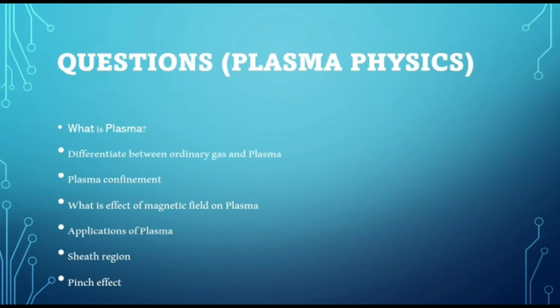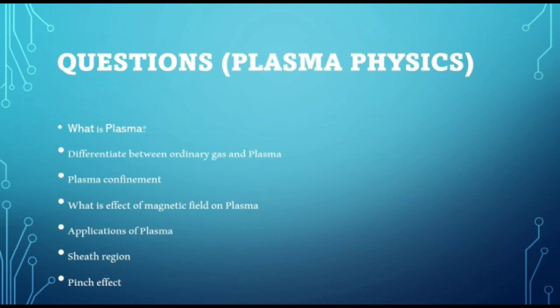So then he asked me, how can you differentiate between ordinary gas and plasma? So I explained that both the ordinary gas and plasma contain free particles, but in ordinary gas, these free particles are not charged ones, they are neutral atoms. But in case of plasma, these free particles are charged ions and electrons. So this is the basic difference between plasma and ordinary gas.